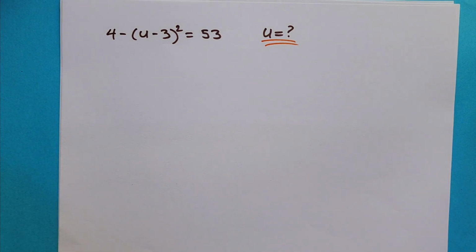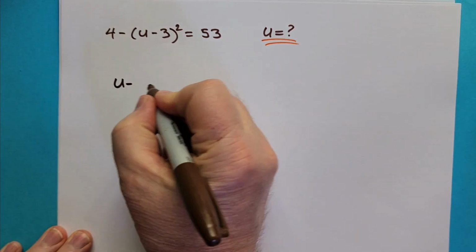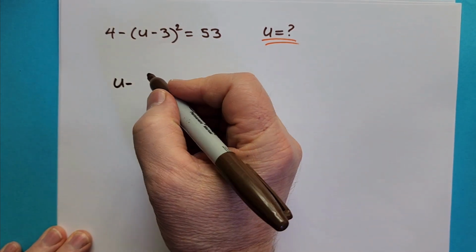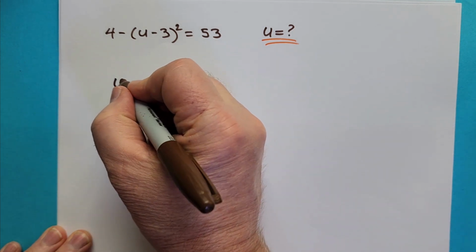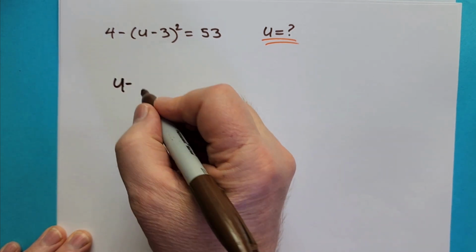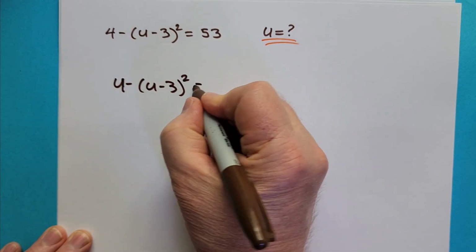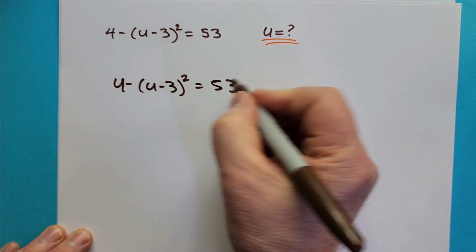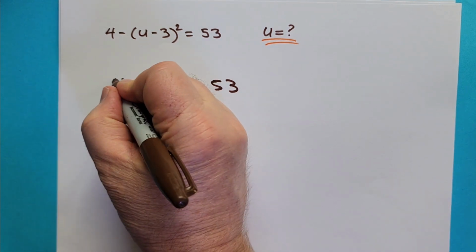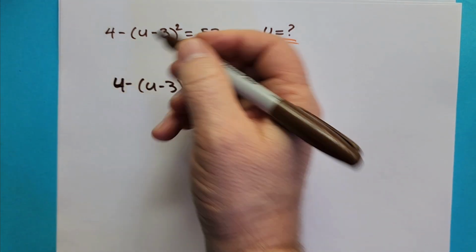I think we'll go ahead and move the 4 first. Let me write the problem here again. So we've got 4 minus, that's supposed to be a 4. So it looks like a 4. There we go. So 4 minus the quantity u minus 3 squared equals 53.